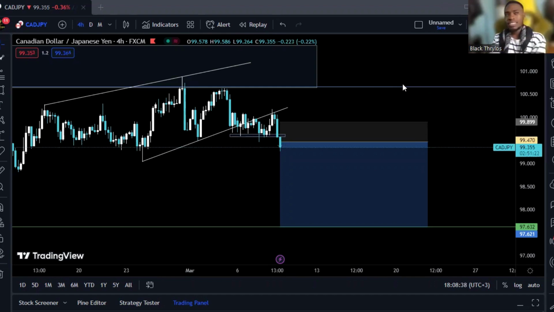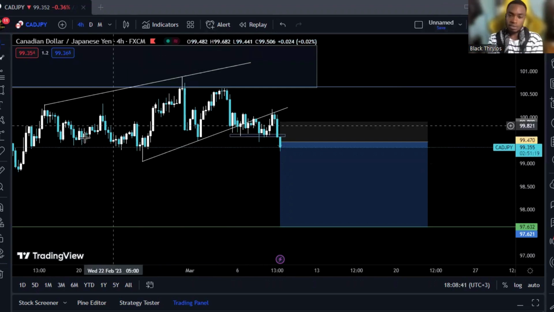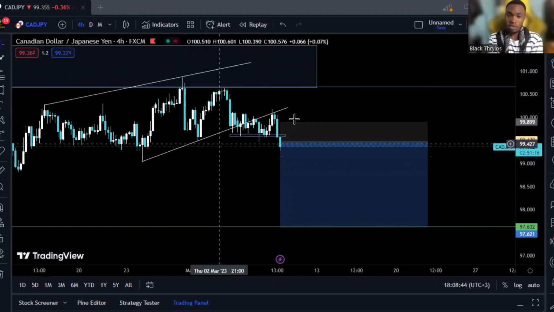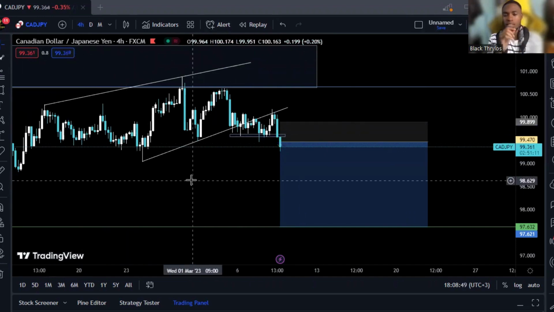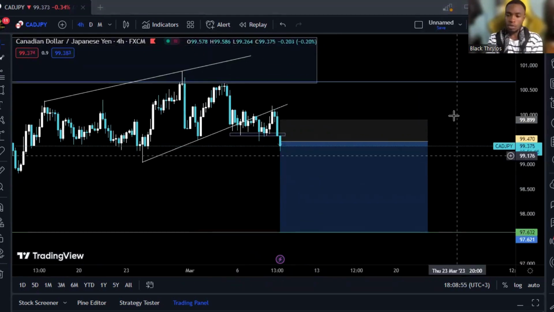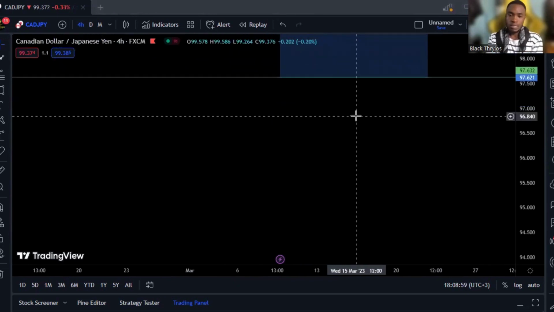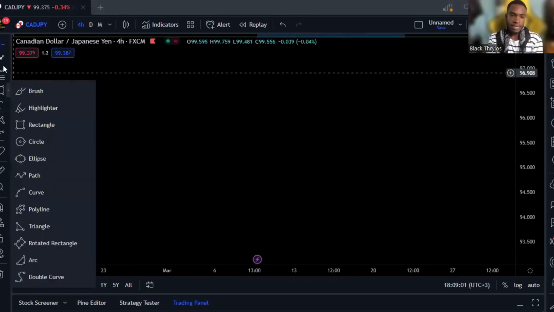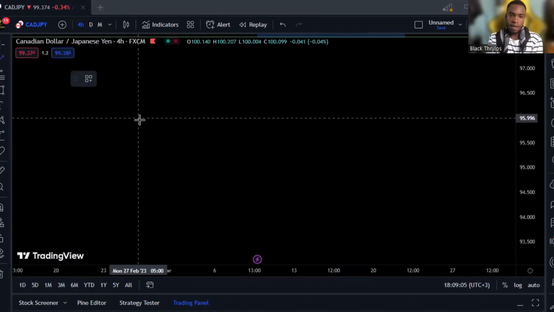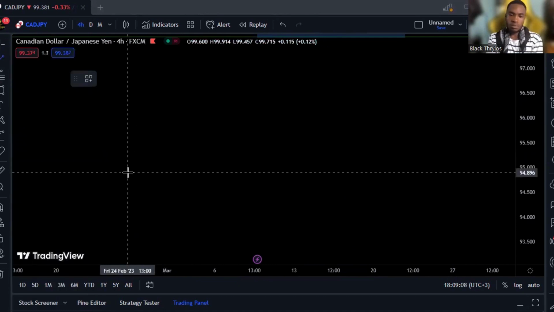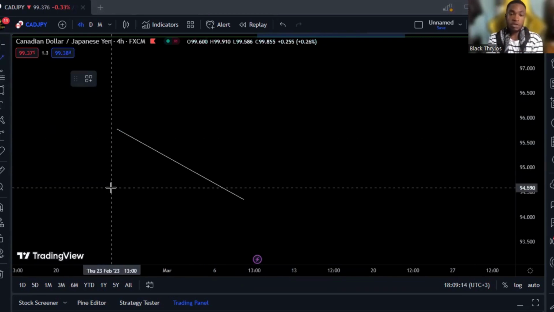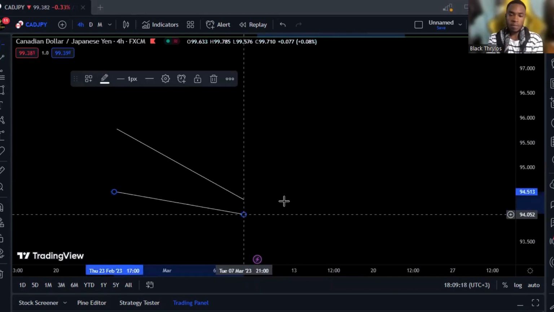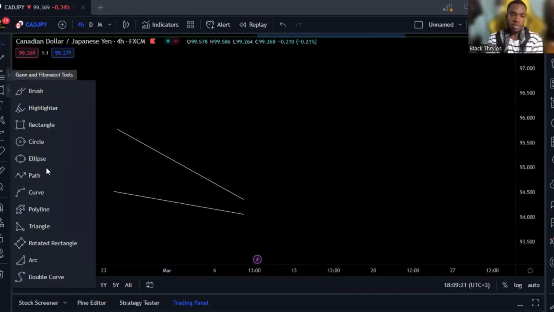Now, an ending diagonal pattern is exactly like the pattern that we just took the trade off of, right? It's basically a pattern that forms while a trend is ending. So typically, this is how it looks. Let me draw a descending one, because we already have a live one on the bullish. Let's have a theoretical one on the bearish market. So this is how it typically looks.